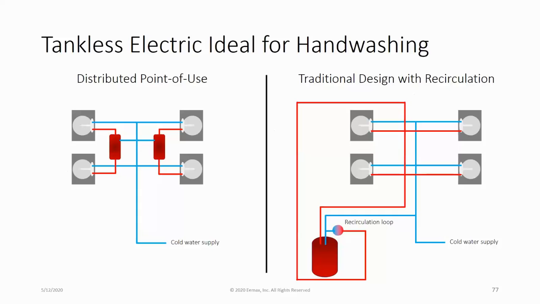To put a graphical play on it, you get your on-demand distributed point of use on your left and your central traditional system on your right. While they can both be effective, they have different pros and cons. So understanding the technology and the systems and how to utilize them along with the application gives you the opportunity to promote and design the best system you can.